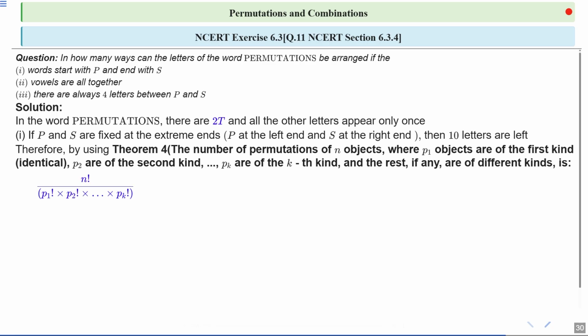So then, using Theorem 4, which states that the number of permutations of n objects where p1 objects are of the first kind identical, p2 are of the second kind identical, and so on up to pk of the kth kind identical, and the rest, if any, are of different kinds, is n factorial upon p1 factorial into p2 factorial into ... pk factorial. So let's calculate the arrangements.